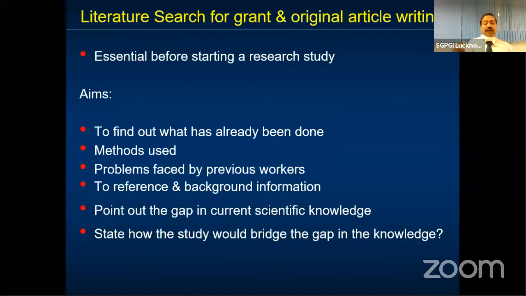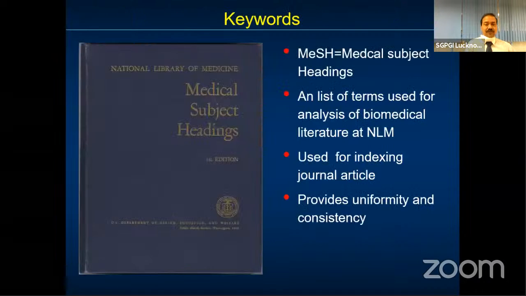You will have to reference the background information, because otherwise you cannot impress upon your peer reviewer or the grant giving authority why they should spend money on your project. You have to point out the gap in the current scientific knowledge, and you have to state how the study would bridge the gap in the knowledge. It basically means the literature search is key to success in all this.